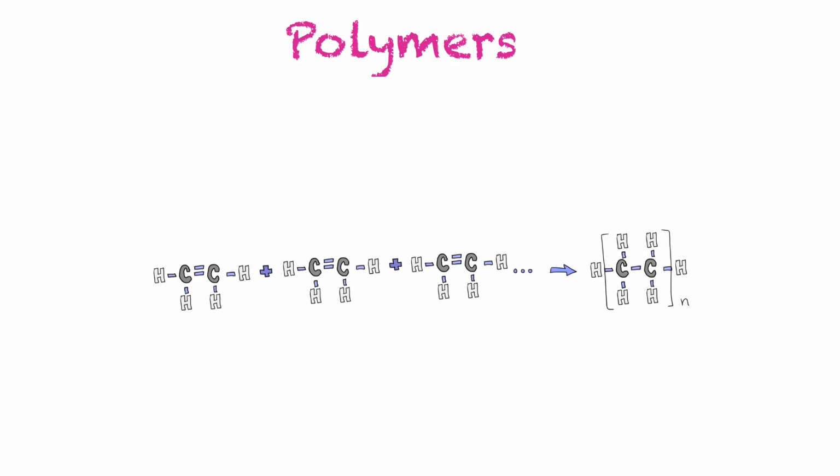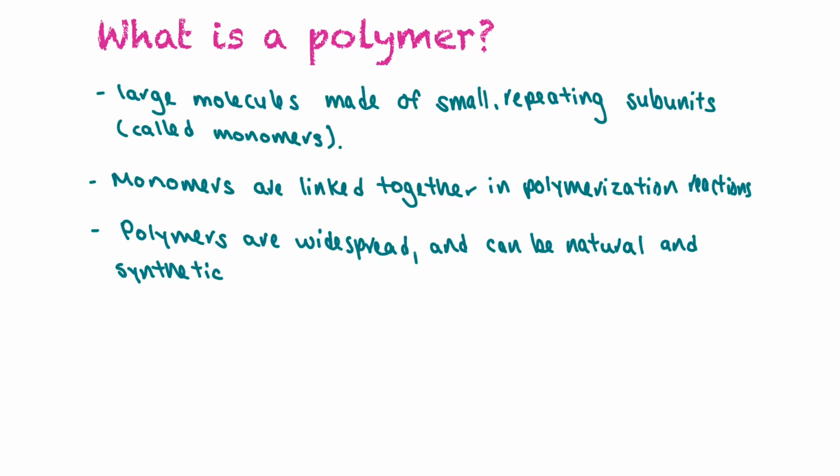Today's video lesson will be a brief introduction to polymers and the difference between natural and synthetic polymers, and how polymers are made in the first place. So polymers are large molecules made of small repeating subunits, and these subunits are called monomers. Monomers are linked together in polymerization reactions, and there's a couple of different types of reactions.